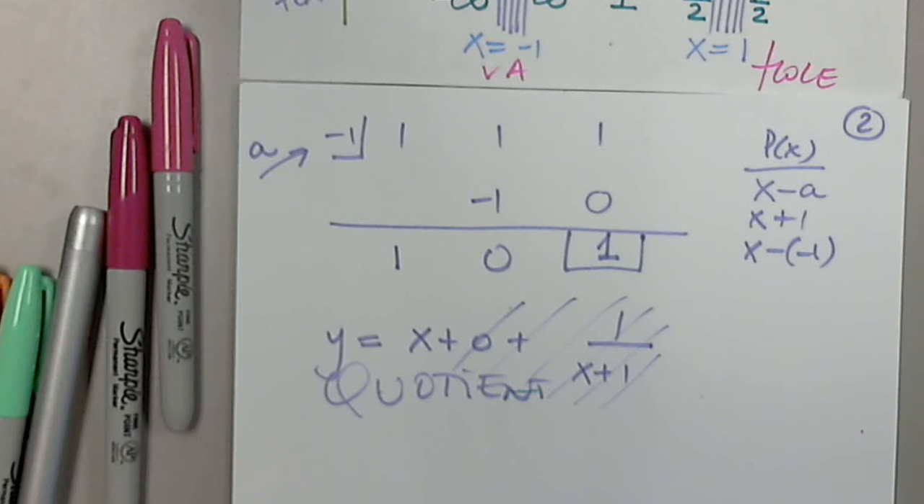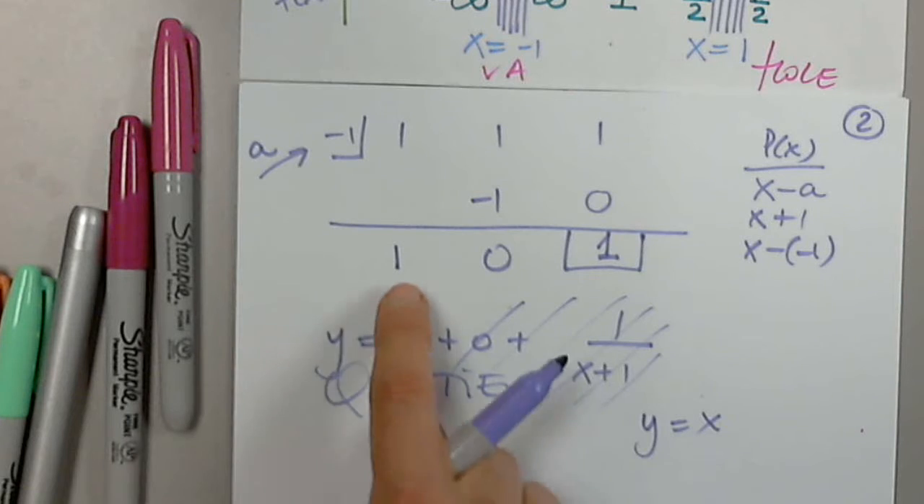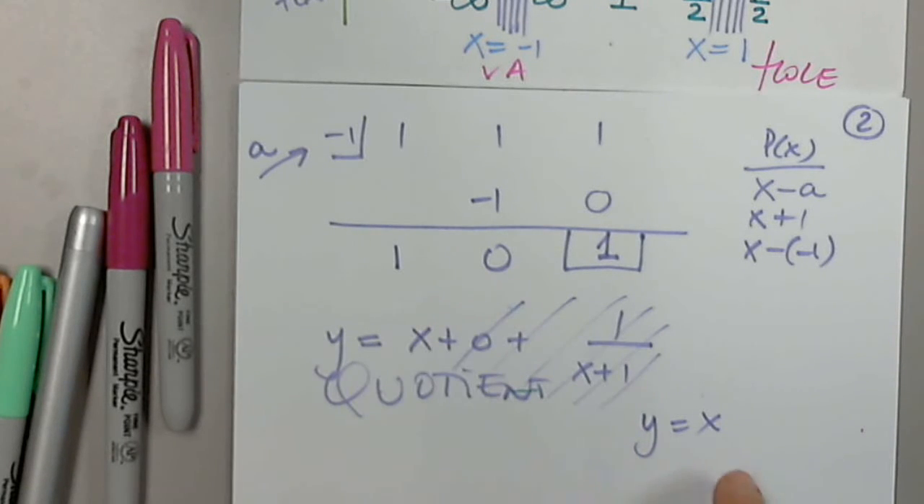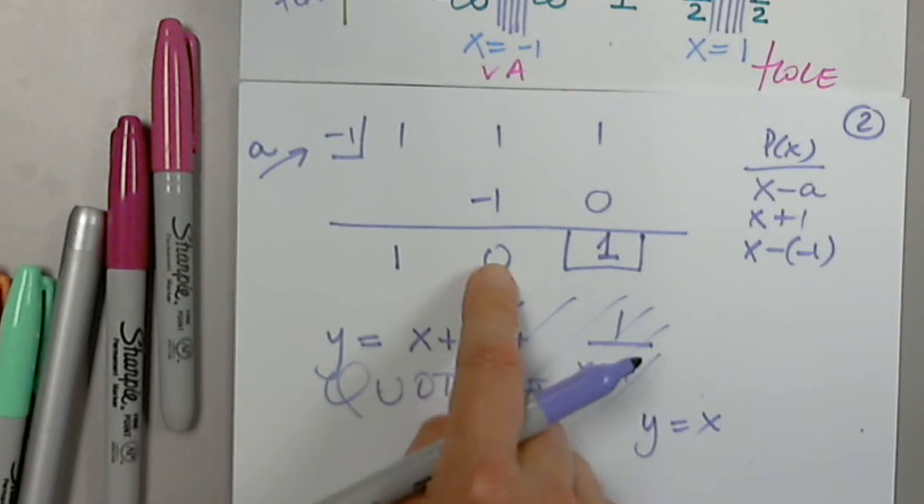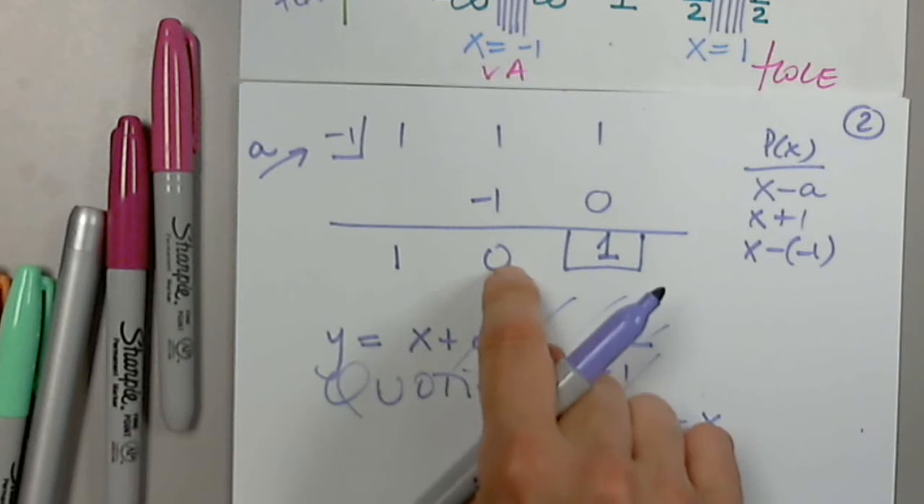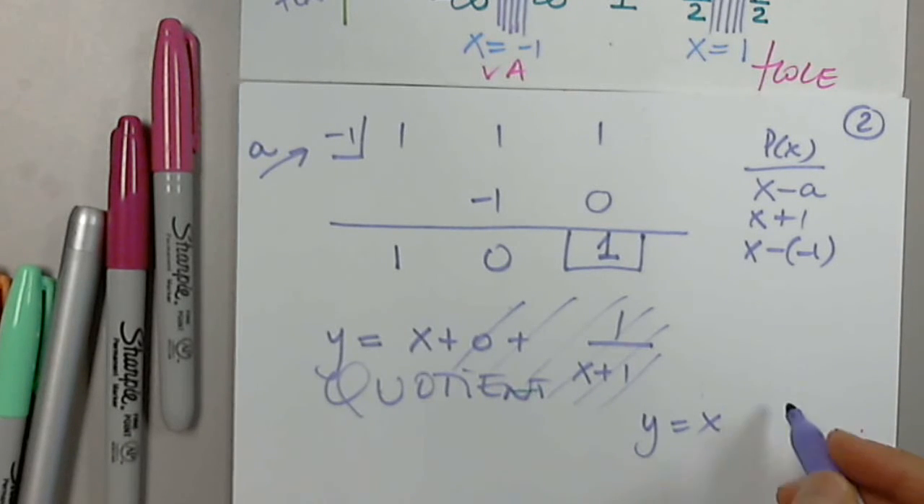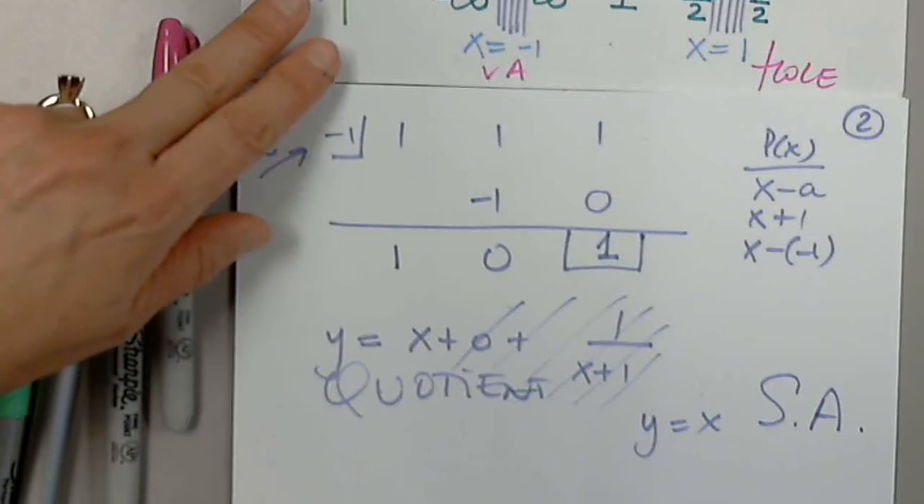The remainder is not part of the slant asymptote, and the 0 is not needed. So the slant asymptote is only y equals x, the quotient. If this were 5, I would have said x plus 5. If this were negative 3, I would have said x minus 3. But since it's 0, it's just x. So this is the slant asymptote.